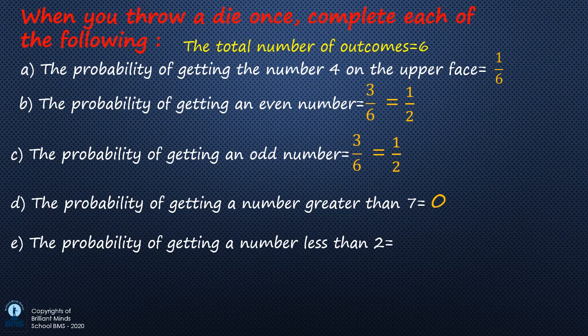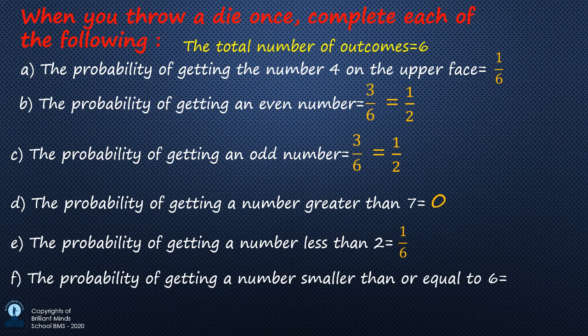Okay, let's go to number E. The probability of getting a number less than 2. The denominator equals 6. Doesn't it change? Number less than 2. How many numbers are less than 2? We just have 1. So how many chances? Just 1. 1 out of 6 outcomes. So the answer will be 1 over 6.